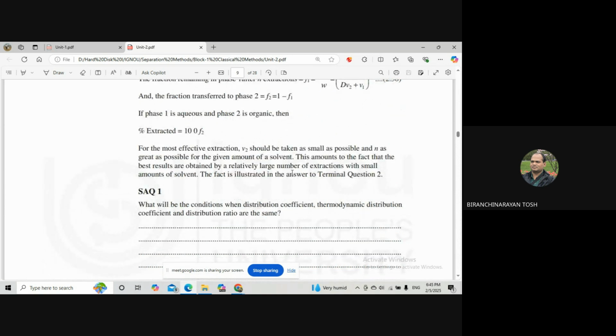So for the most effective extraction, V2 should be taken as small as possible and n as great as possible for a given amount of solvent. This amounts to the fact that the best results are obtained by a relatively large number of extractions with small amounts of solvent.